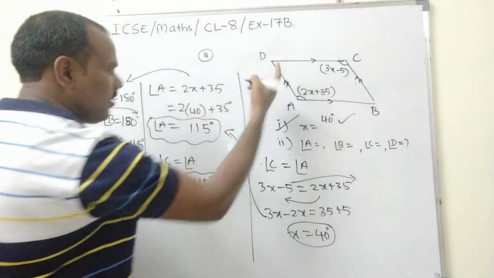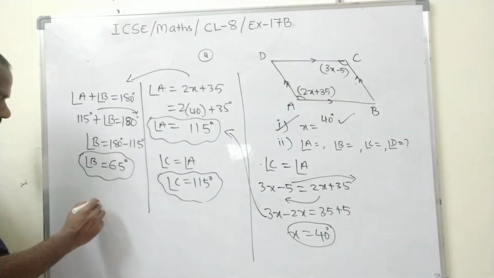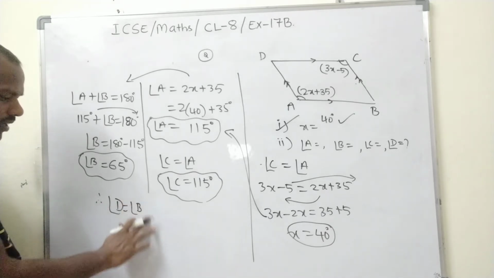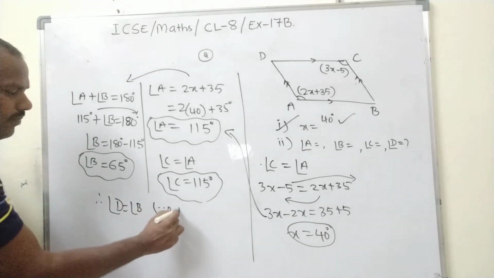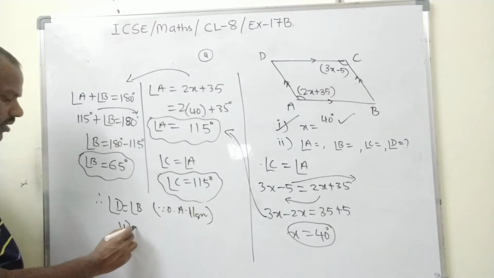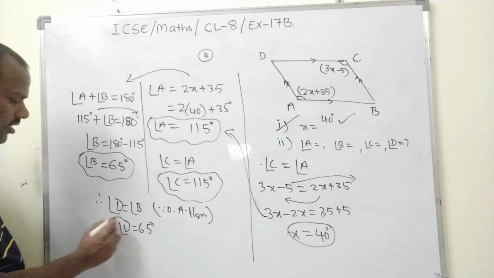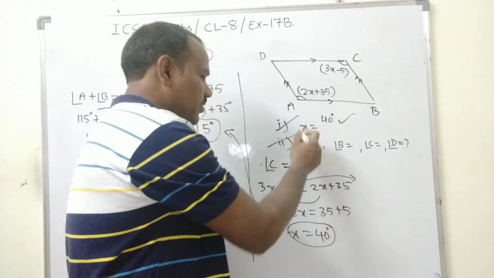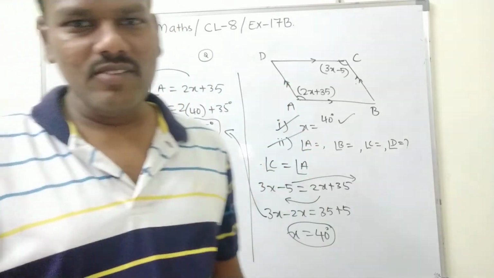And B and D are opposite angles, and they are equal. Therefore, angle D is equal to angle B, opposite angles of a parallelogram. So therefore, angle D is equal to again 65 degrees. So that's all. A value, B value, C value, D value, all the values we have calculated. Done. Now let us see the next question.